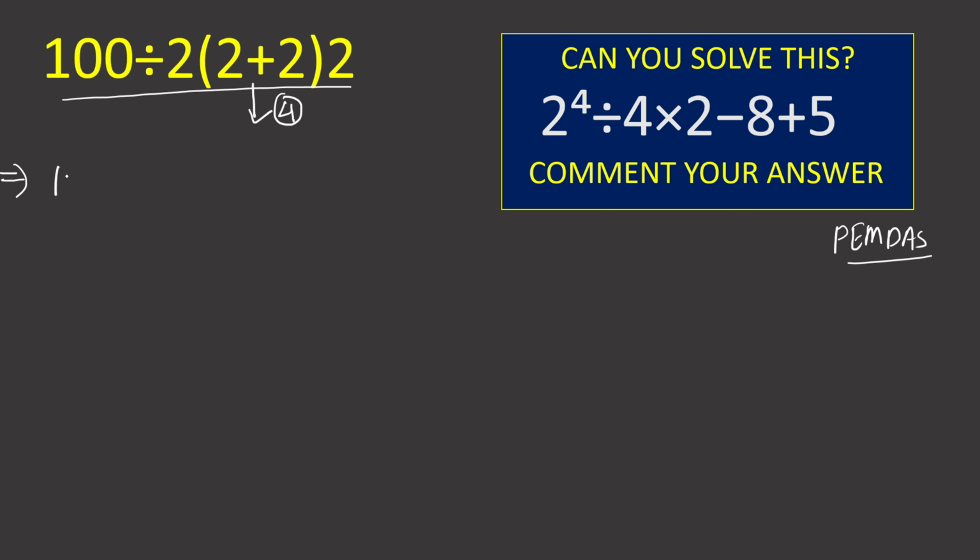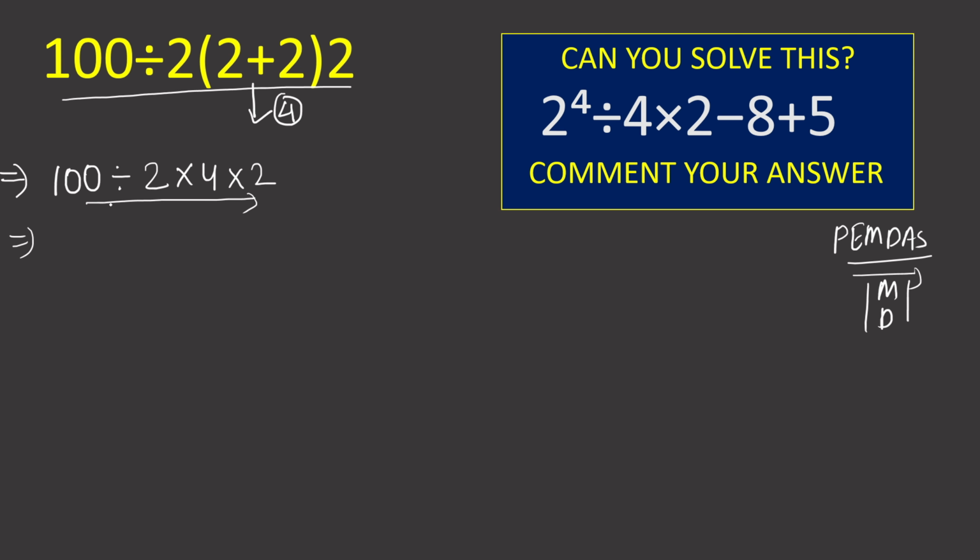So we can write 100 divided by 2 times 4 times 2. This is very simple. Many are writing in parentheses, but I'm doing a shortcut here. Now, if you think of solving this multiplication first, then you are doing it wrong, because multiplication and division have the same priority, and we have to solve left to right. So all three operations, division and multiplication, we have to solve from left to right.